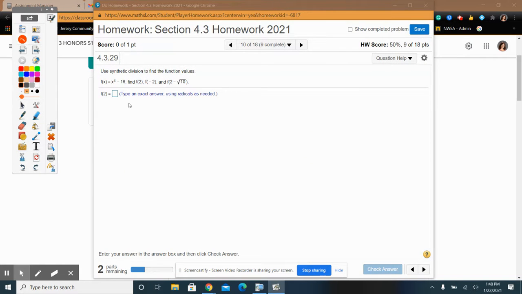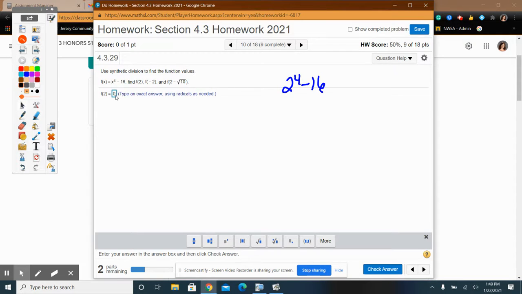Okay, so this one. What do we do with f of 2? That's easy. Just plug in 2. We just talked about it. So that will be 2 to the fourth minus 16. Well, 2 to the fourth is 16. 16 minus 16, okay, that's 0.